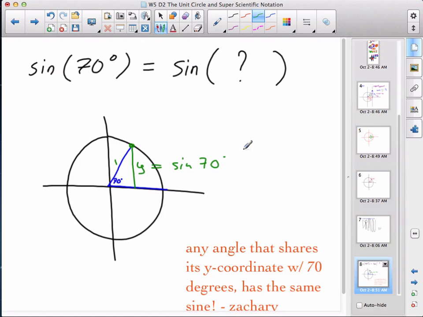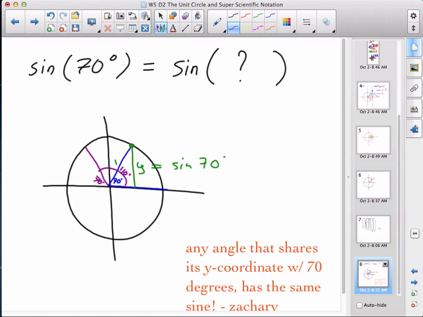Well, we could mirror the angle on the other side and use 110 degrees. Interesting. So Zachary's words, he kind of mirrors it. And Zachary's suggesting that this angle is 110 degrees. It's 70 degrees from the x-axis on the other side. Love it.